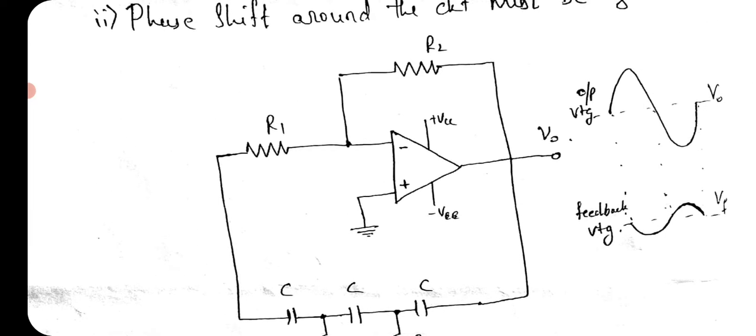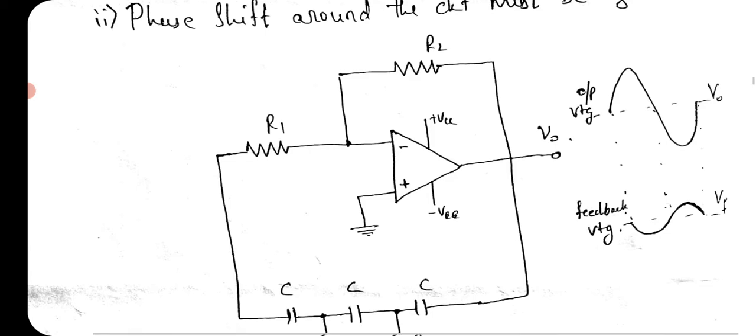The output is your oscillations. The output waveform is shown here, the output voltage and the feedback voltage. A small feedback voltage is shown here. You can see it is inverted, isn't it? Because the upper op amp circuit is working in inverting mode.